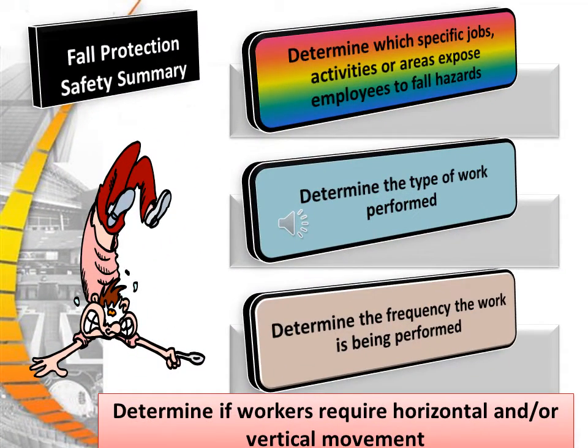Determine which specific jobs, activities, or other areas expose employees to fall hazards. Determine the type of work to be performed and the frequency of the work to be performed, as well as whether workers will require horizontal and/or vertical movement.